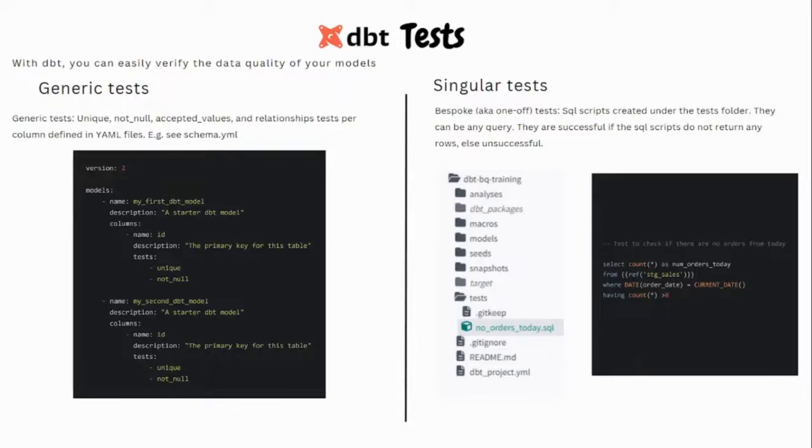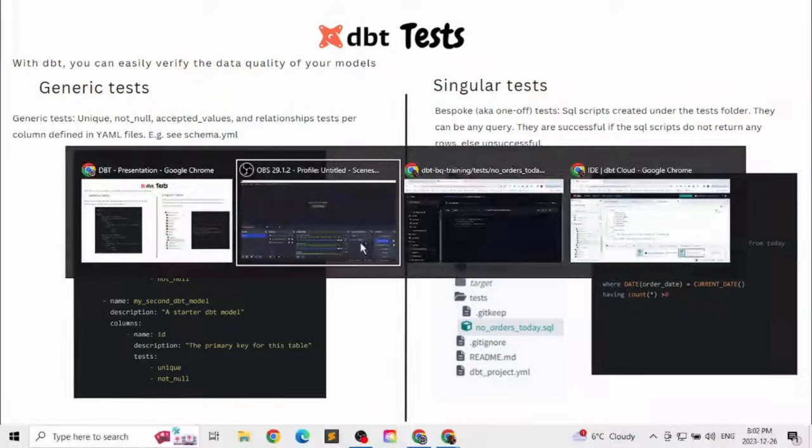These are two types of tests, but you can go beyond that. There are some packages available if you want to perform more tests, but these are the out of the box tests. So generics are out of the box. Singular is a concept where you can write your customized SQLs to test your data quality, or to check your data. And here the concept is that the test is successful only if we don't get any records.